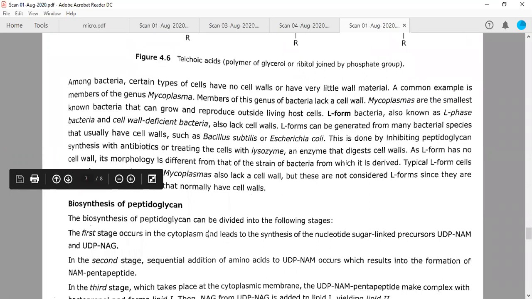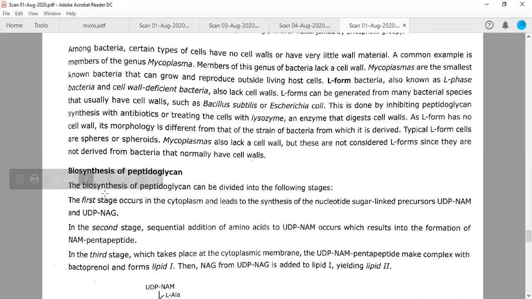Now, biosynthesis of peptidoglycan, this is an important topic. So we will cover it in today's class only. The biosynthesis of the cell wall peptidoglycan is divided into the following steps or stages. First of all, the donor molecules. The donor molecules are either UDP-NAM or UDP-NAG. You need to remember this. The first stage is in the cytoplasm and leads to the synthesis of nucleotide sugar-linked precursors. These nucleotide sugar-linked precursors are the donors which will donate their NAM and NAG components to make a proper cell wall. So these are donors, UDP-linked sugars.